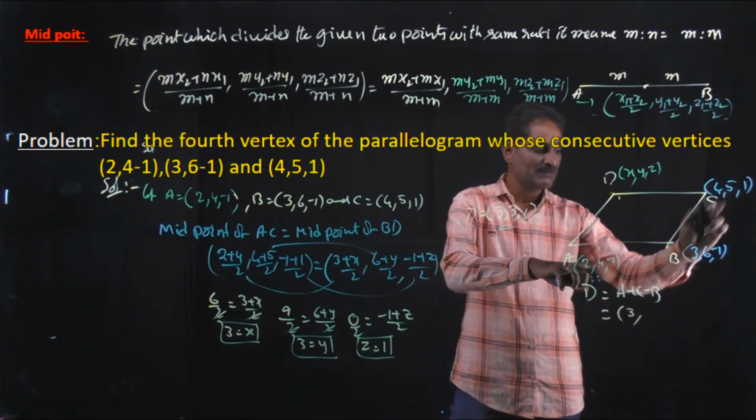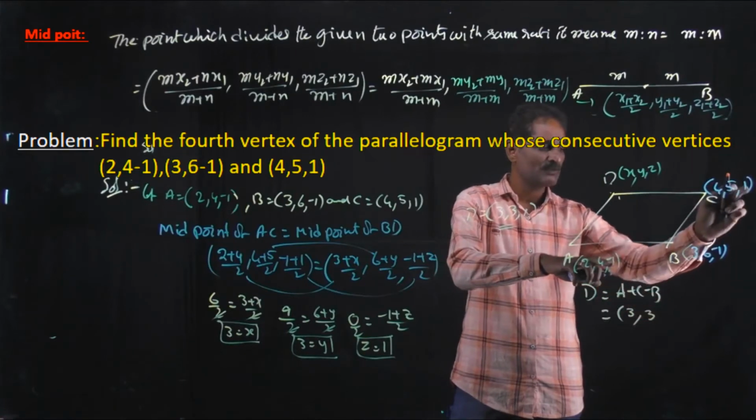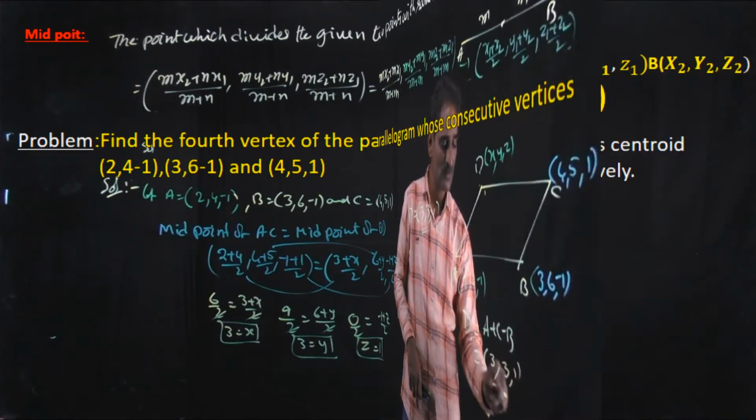4 plus 5, 9 minus 6, 3. Minus 1 plus 0, 0 minus 1, minus 1 plus 1.